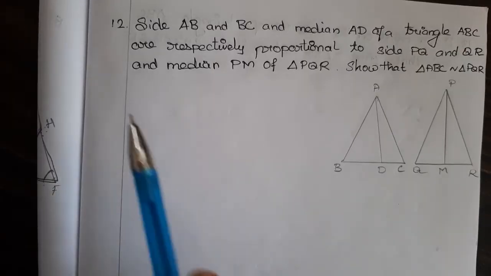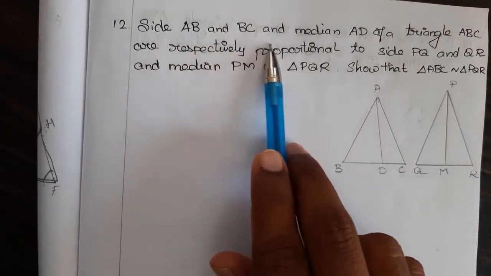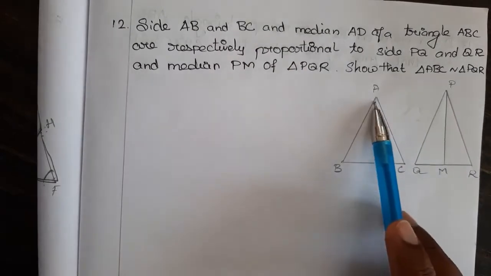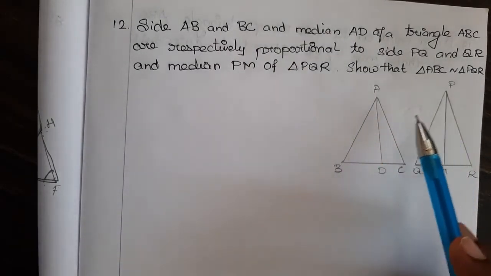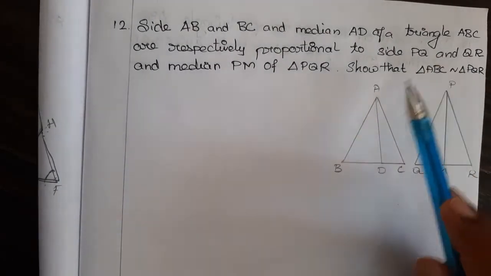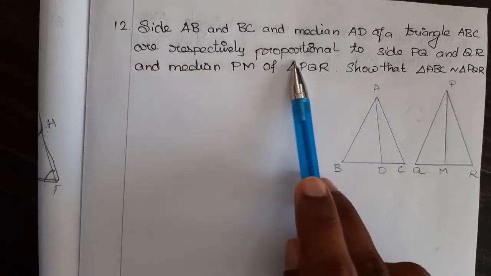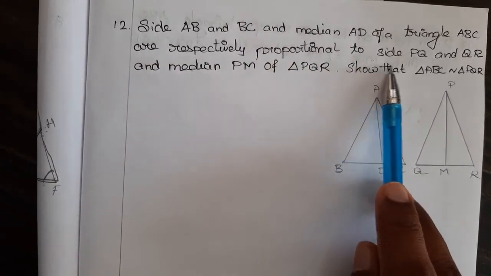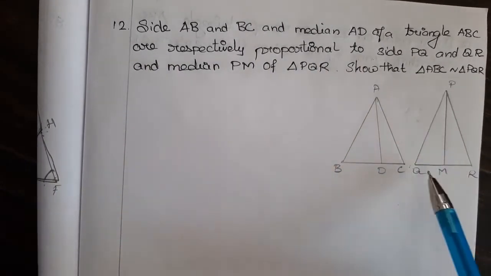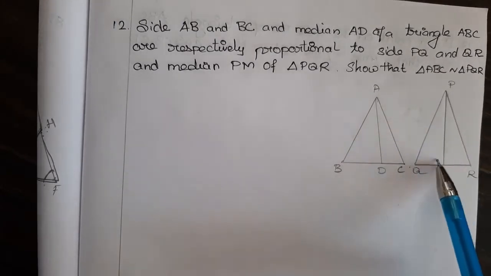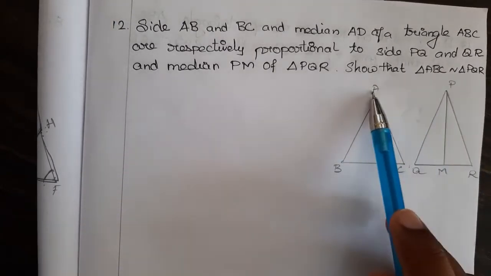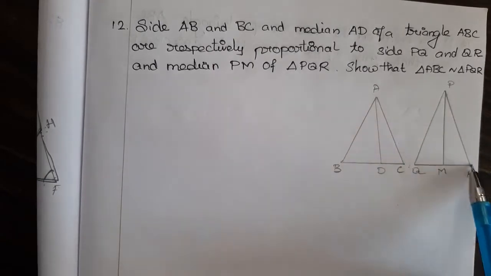So here we go for the next problem. Side AB and BC and median AD of a triangle ABC are respectively proportional to the side PQ, QR and PM of a triangle PQR. Show that triangle ABC is similar to triangle PQR.